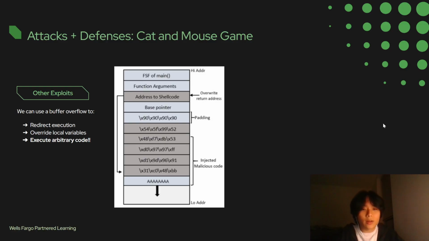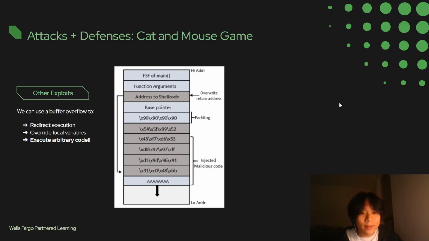But just going off of the basic buffer overflow that we've learned about at this point, we can use this technique to, one, redirect execution, as we just learned with that ret2win vulnerability. Two, we could override other local variables on the stack if they're defined before the buffer, and potentially corrupt sensitive information. And more worryingly, we can even use this vulnerability to execute completely arbitrary code.